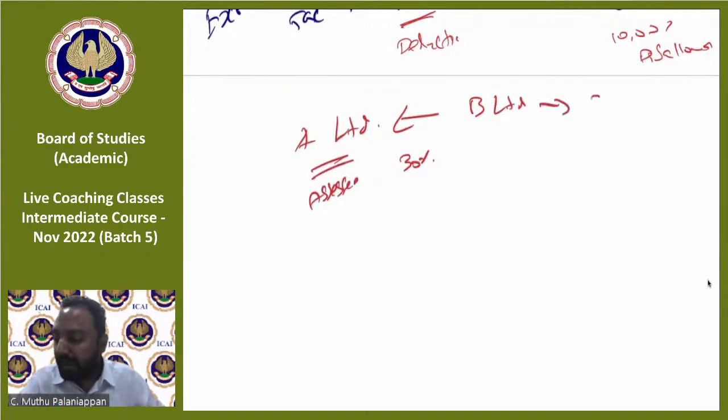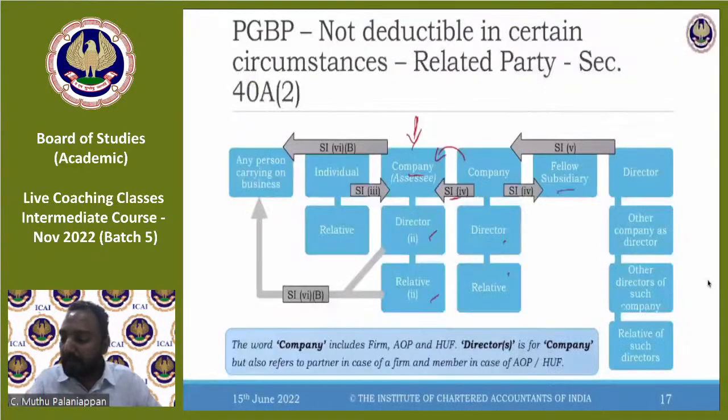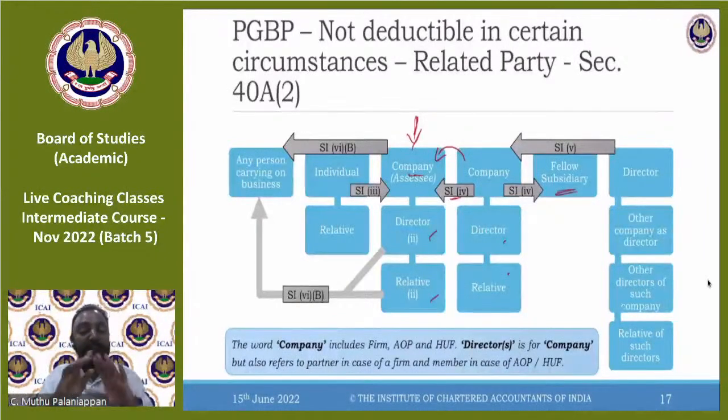Now, B has 30% in C Limited. Now, C is also a related party. Why? Because they become fellow subsidiary. So if one company has investment in two companies, these two companies become related. So here in our example, A and C become related, correct? So that's fellow subsidiary.